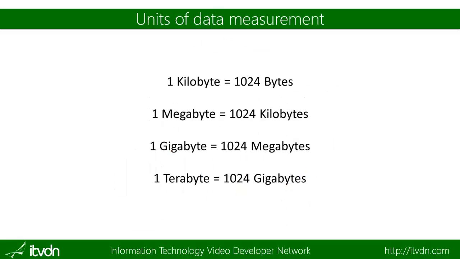Now let's take a look at the units of data measurement. The units of data measurement include kilobytes, megabytes, gigabytes, terabytes. We can also keep information in bytes and bits, you remember. Now, 1 kilobyte is equal to 1024 bytes. 1 megabyte is equal to 1024 kilobytes. 1 gigabyte is equal to 1024 megabytes. 1 terabyte is equal to 1024 gigabytes.